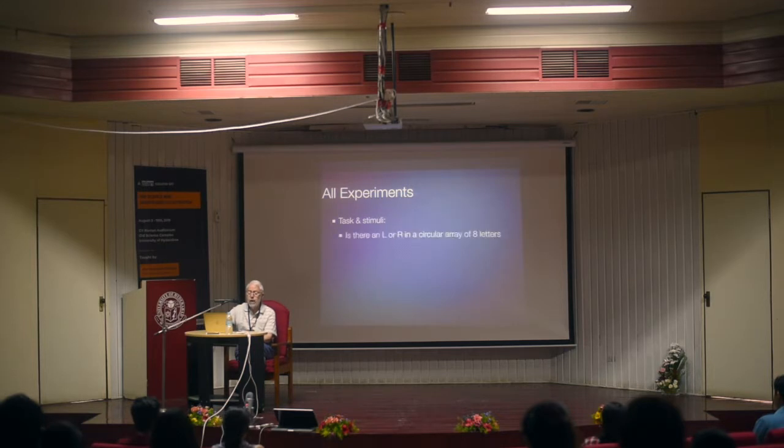The subject's task was: is there an L or an R in an array of 8 letters? So it's centered around a fixation. I think I have this picture of this later. There's an array of letters, and one of them is an L or an R. So every trial has a target. But it's not an easy task to perform, because you pretty much can't tell if there's an L or an R in the array without looking at the items.